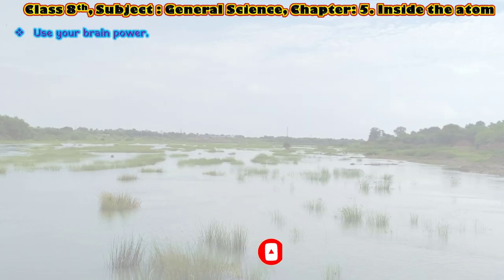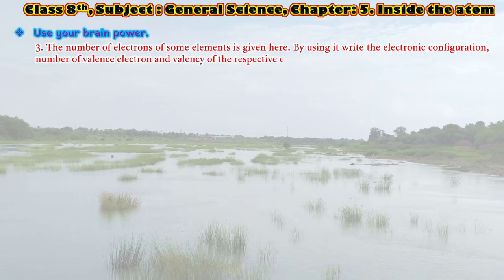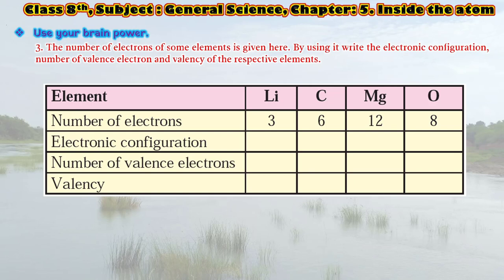Third question is, the number of electrons of some elements is given here. By using it, write the electronic configuration, number of valence electrons and valency of the respective elements. Answer is: number of electrons of lithium is 3, carbon is 6, magnesium is 12, and oxygen is 8. Electronic configuration of lithium is 2 and 1, carbon is 2 and 4, magnesium is 2, 8 and 2, and oxygen is 2 and 6.